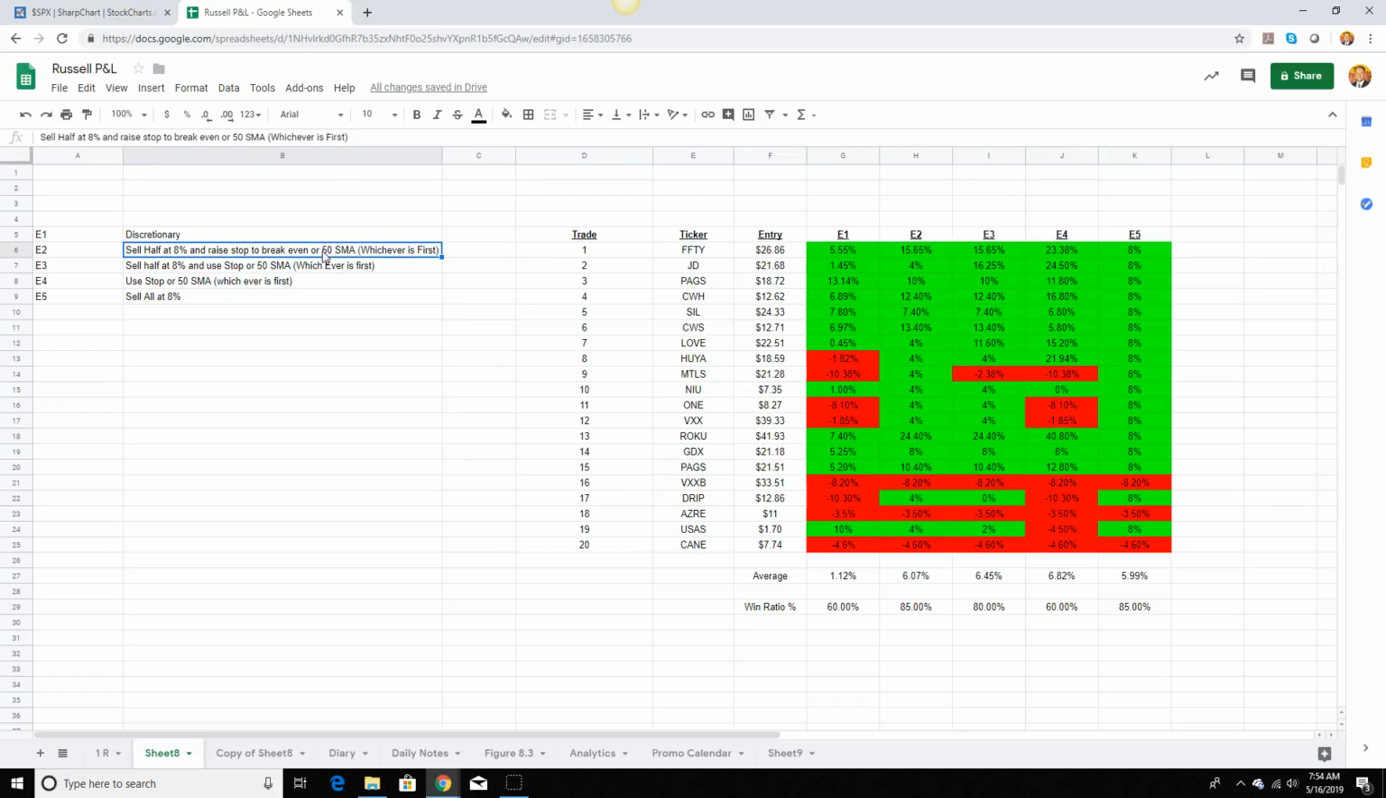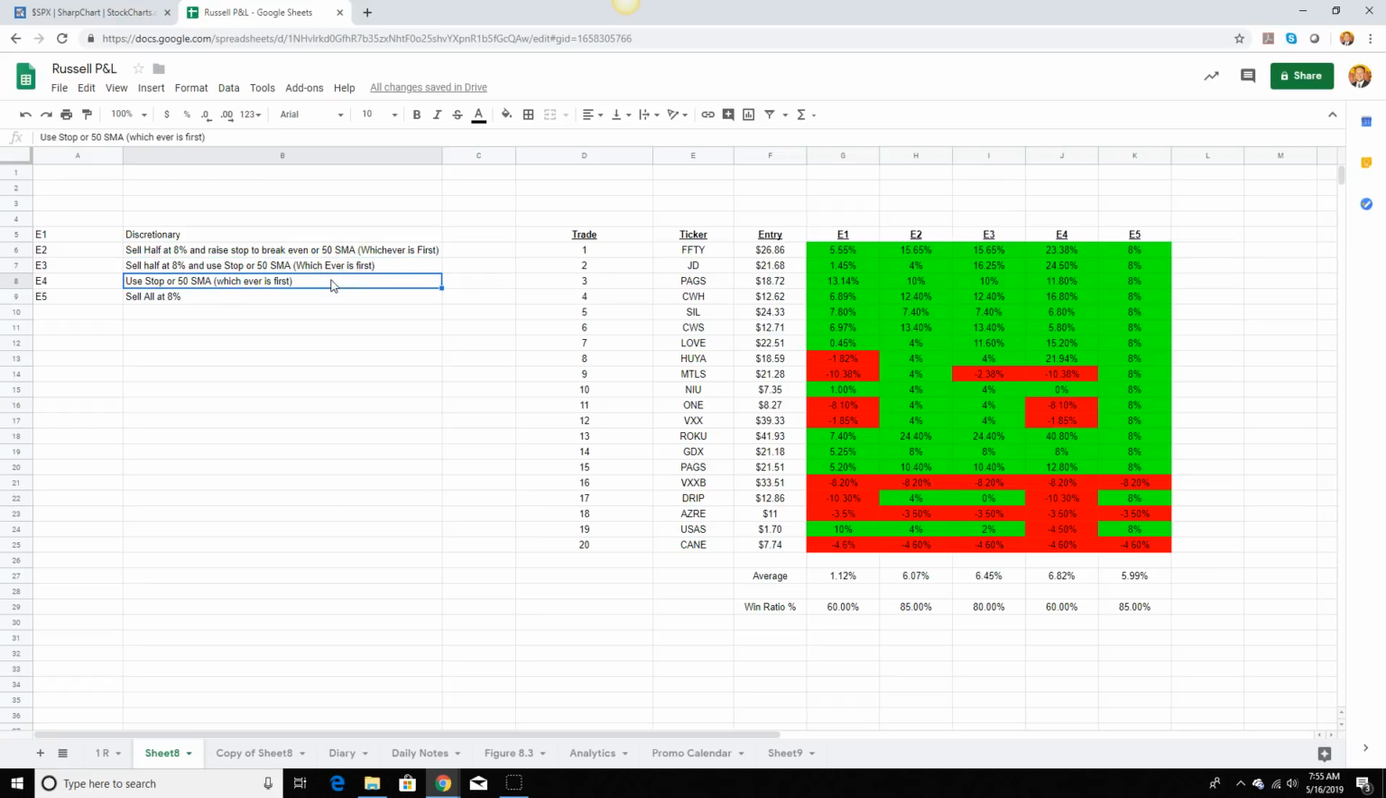Whichever comes first. So E3 is sell half at 8%, use my original stop or the 50-day moving average, whichever is first. What that means is if I sell half at 8%, I'm not going to raise my stop to break even, because a lot of times the stock will come back and test your entry, and I don't want to get stopped out early. So it's very similar but slightly different.